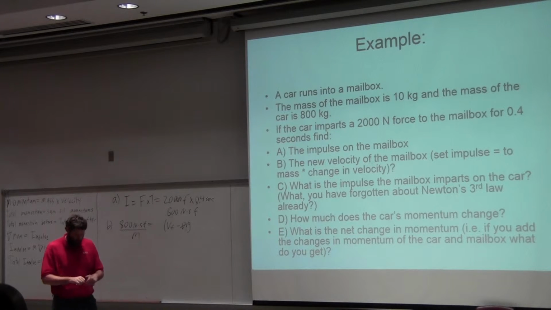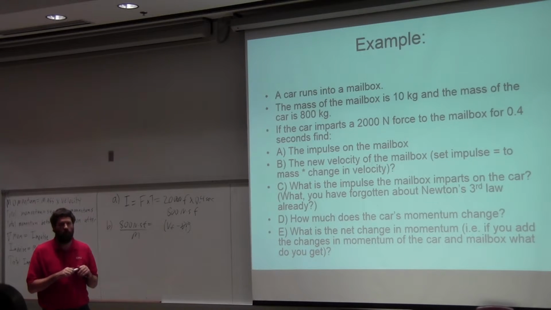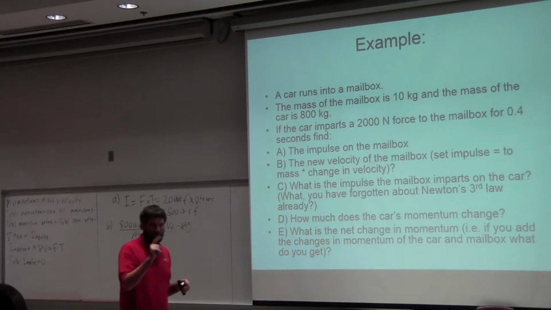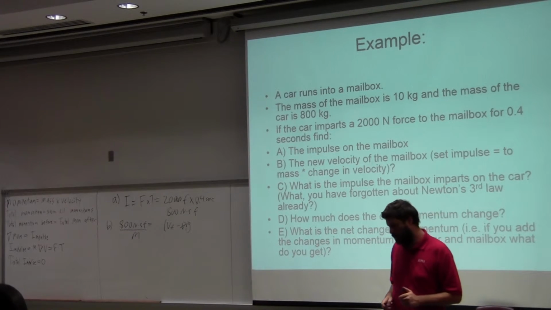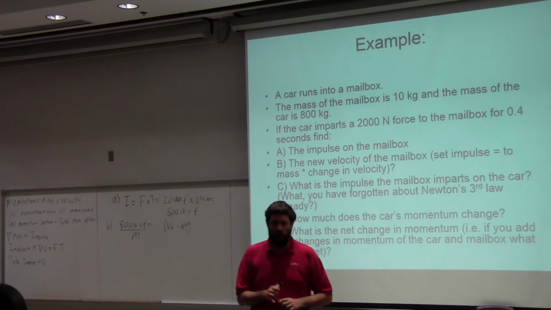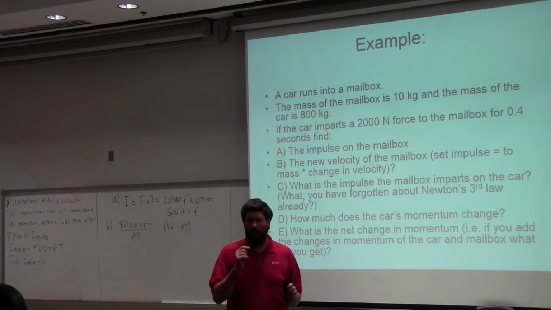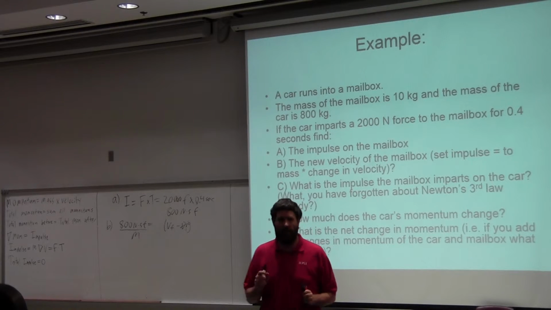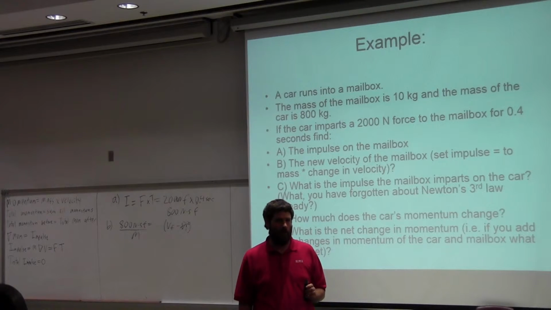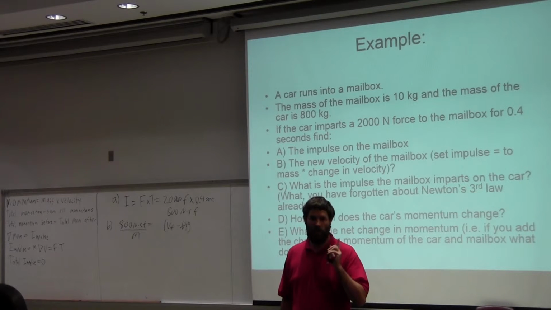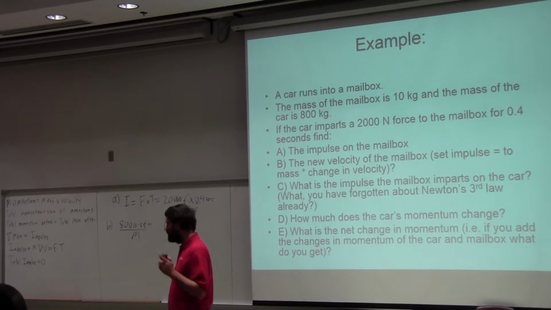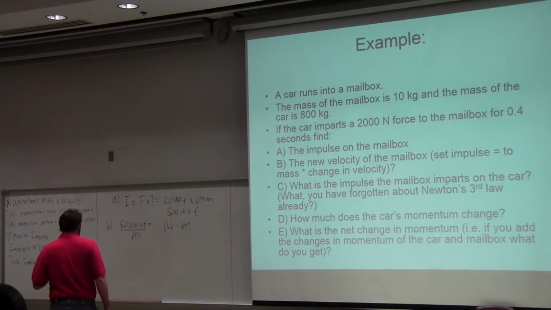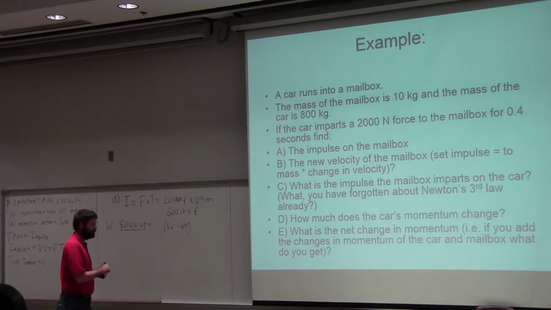Now the mass, what mass do we use? This is one that trips people up, because I gave you both the mailbox and the car. Which one do we use? Well, let me ask you this. Which object are we calculating the impulse on, and which object are we calculating the final velocity for? Because that's the object you need to use the mass for. Now in this case, we're doing the velocity of the mailbox, so we're going to need to use the mass of the mailbox, which is 10 kilograms.